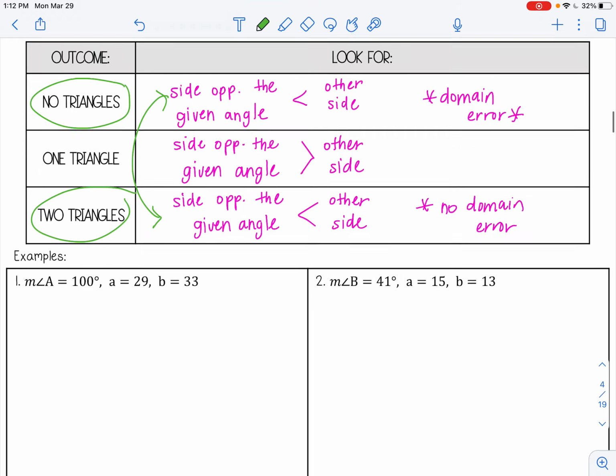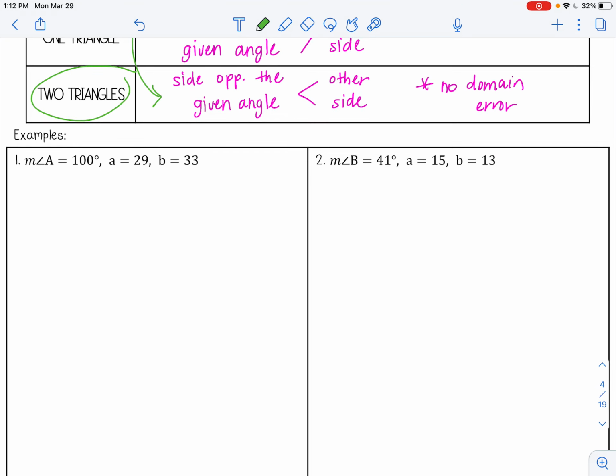So let's look at some examples here, and I'm going to try to draw these out. That's going to help you. So let's see, I'm going to draw a 100-degree angle the best I can. Side A is 29. That's going to be the side opposite of angle A here. And then I'm just going to call this B and this C. So this would be 33. It's opposite of angle B.